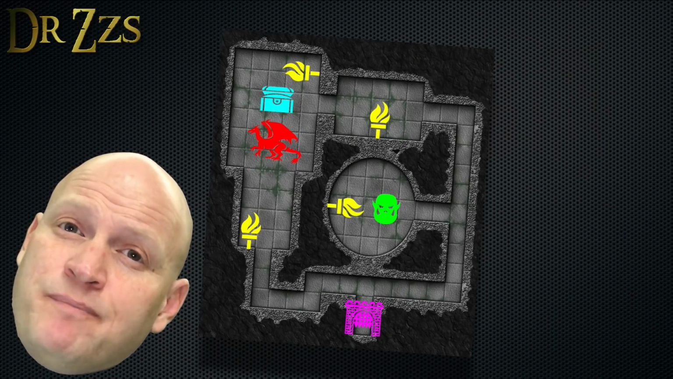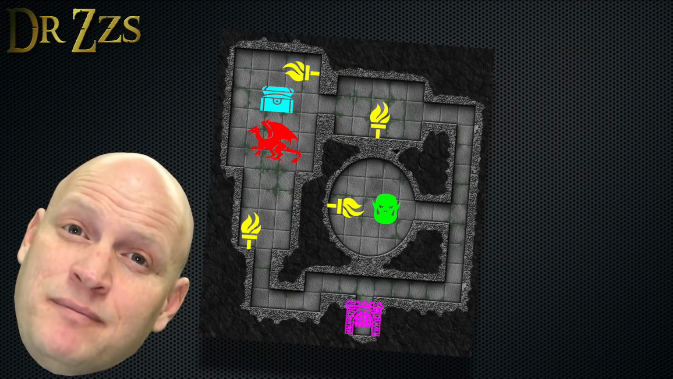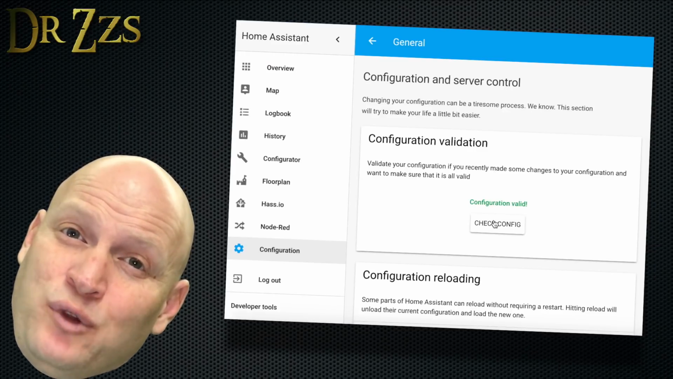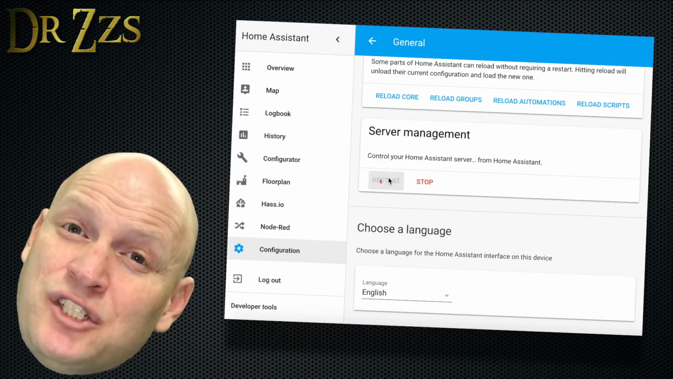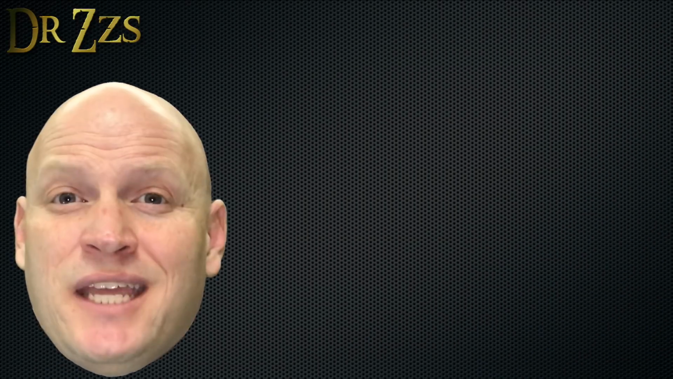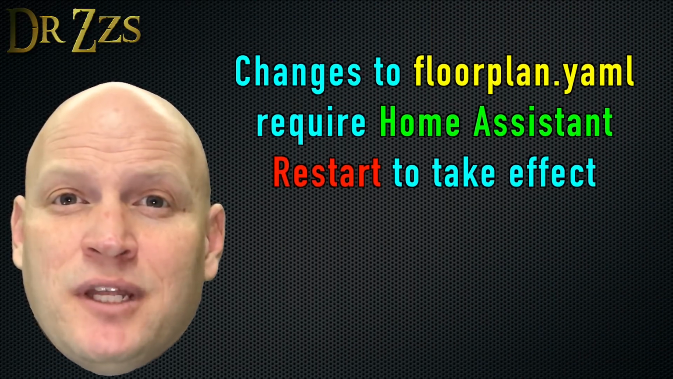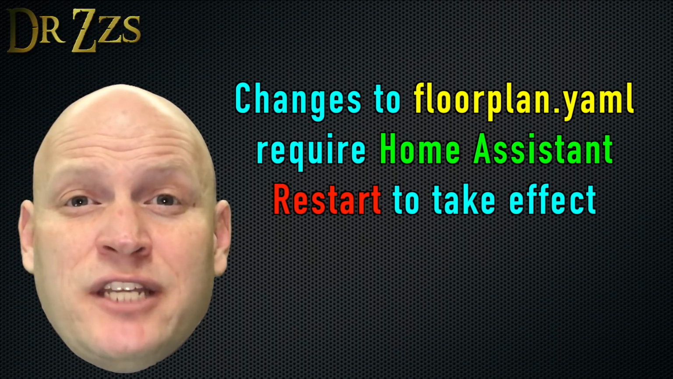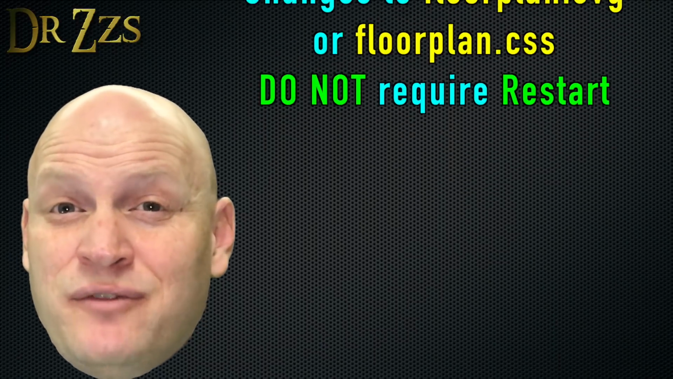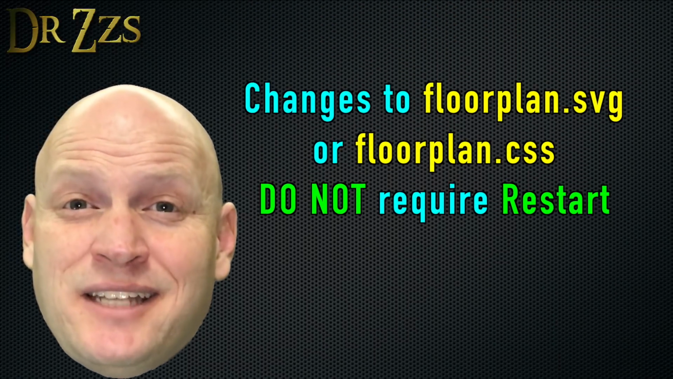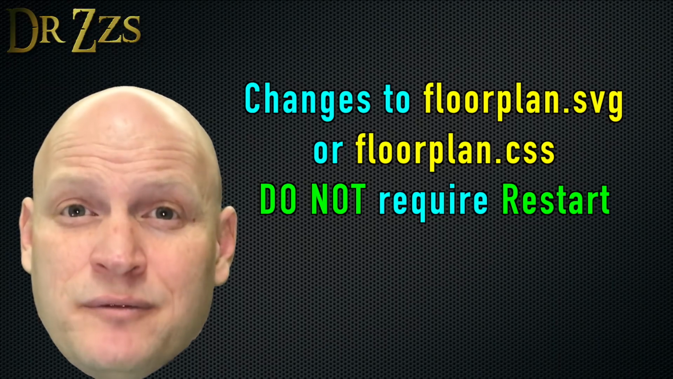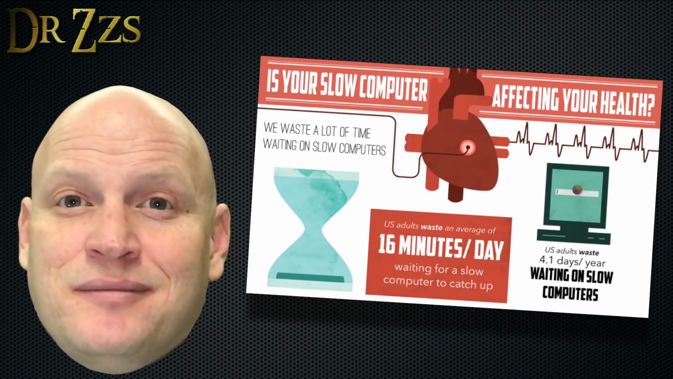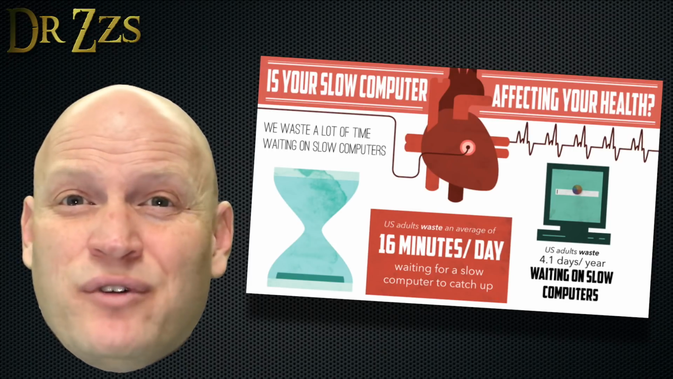Once you've made all your changes to your floorplan.yaml, save it, and then go to Home Assistant and check your configuration again. If you've got any problems with your floorplan.yaml, using the configuration checker in Home Assistant will let you know. Anytime you make a change to the floorplan.yaml, you're going to need to restart Home Assistant for those changes to take effect. However, changes that you make to your floorplan.svg file or to your floorplan.css file do not require that you restart Home Assistant to see those changes. That's fantastic. The fewer times you have to restart Home Assistant and wait for it all to boot back up, the better.